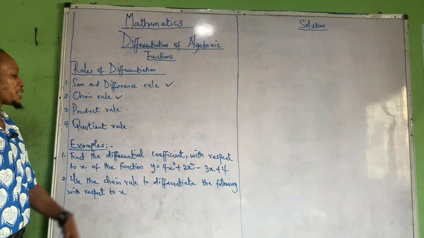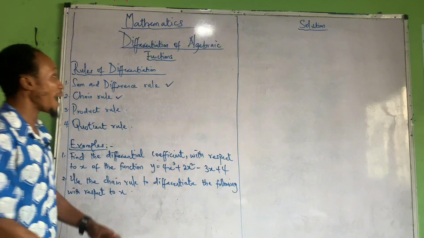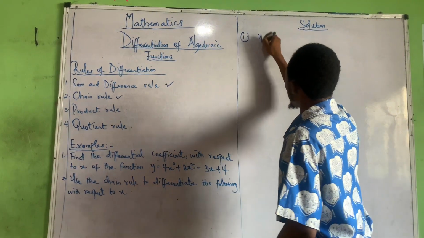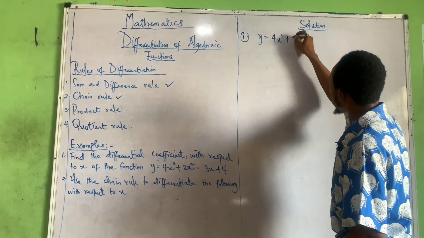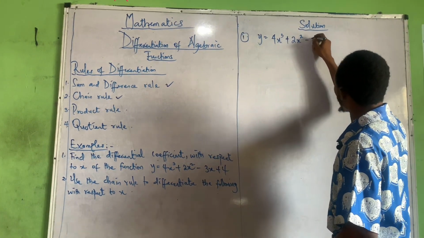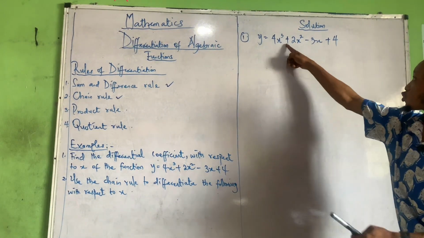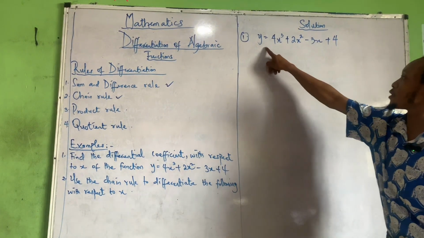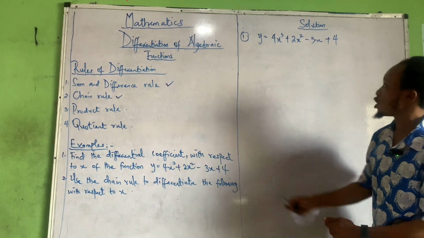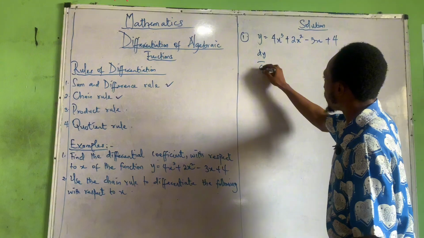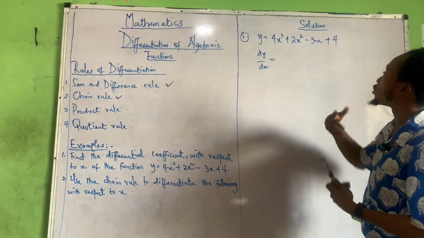Now, find the differential coefficient with respect to x of the function y equals 4x raised to the power of 3 plus 2x to the power of 2 minus 3x plus 4. This is the sum and difference rule. When you have a function like this and they say you should find the differential coefficient, we are looking for your dy dx. That's your differential coefficient.